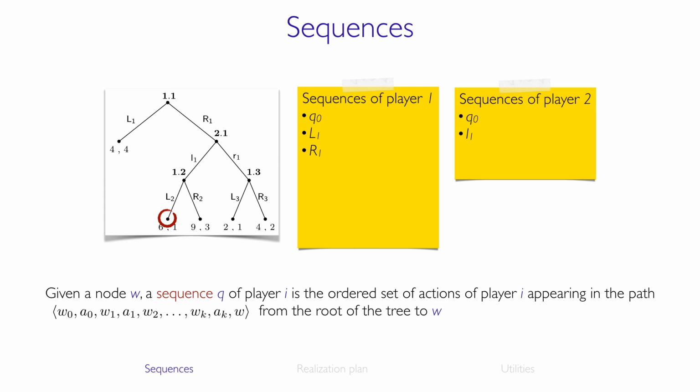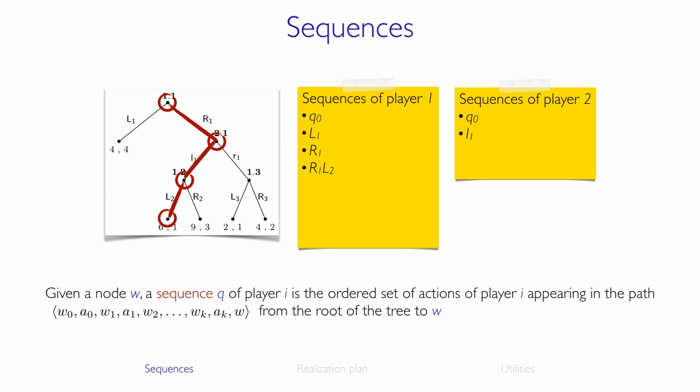Consider now the terminal node marked in the picture. The sequence of actions of player 1 leading to that terminal node is uppercase R1, uppercase L2, while the sequence of action of player 2 leading to that terminal node is just lowercase l1. Thus, we add the sequence uppercase R1, uppercase L2 to the space of sequences of player 1. And we say that the sequence uppercase R1, uppercase L2 extends sequence uppercase R1 by means of action uppercase L2.